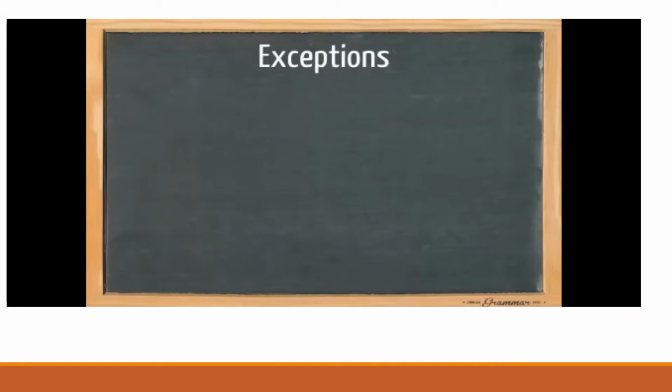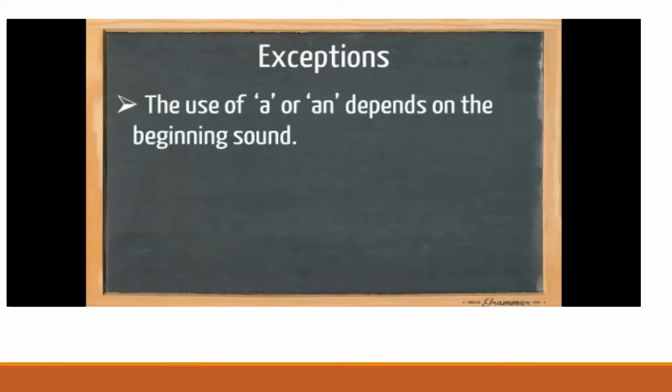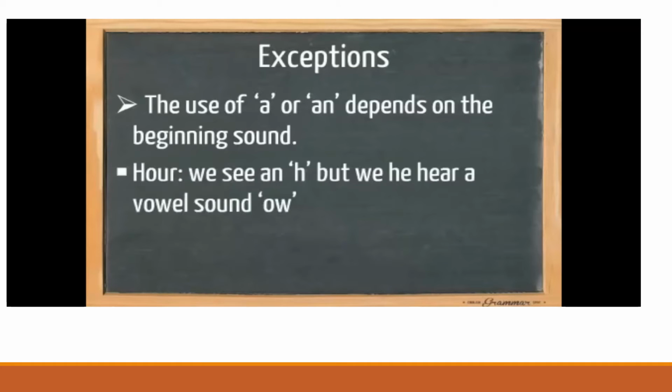Now there are some exceptions. The use of a or an depends on the beginning sound, so the word might start with a consonant or a vowel, but we really need to listen to how the word is pronounced. For example, hour. We see an H, but we hear a vowel sound at the beginning, "our," and not "hour." So what do we do in this case? We use the article an, because we hear a vowel sound, so we say an hour and not a hour.